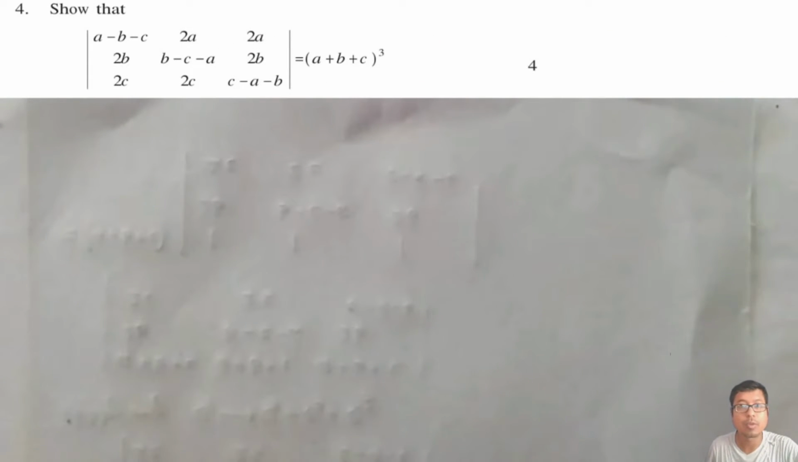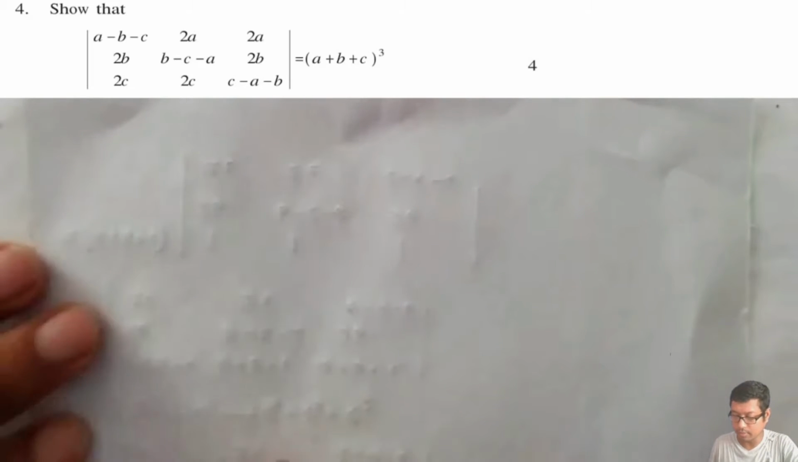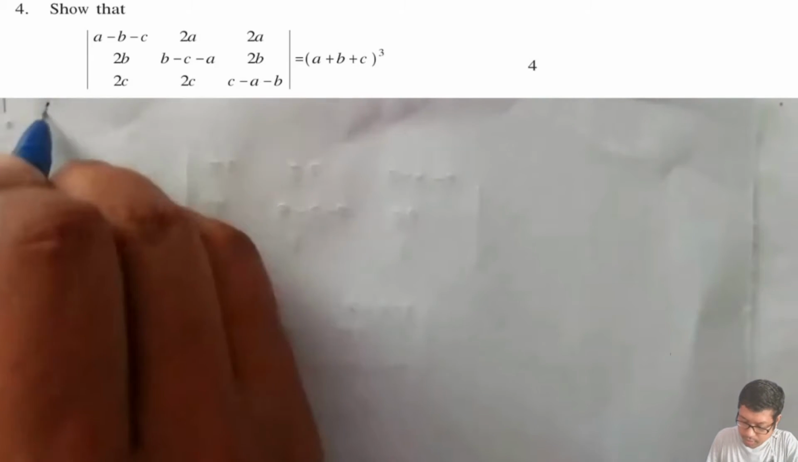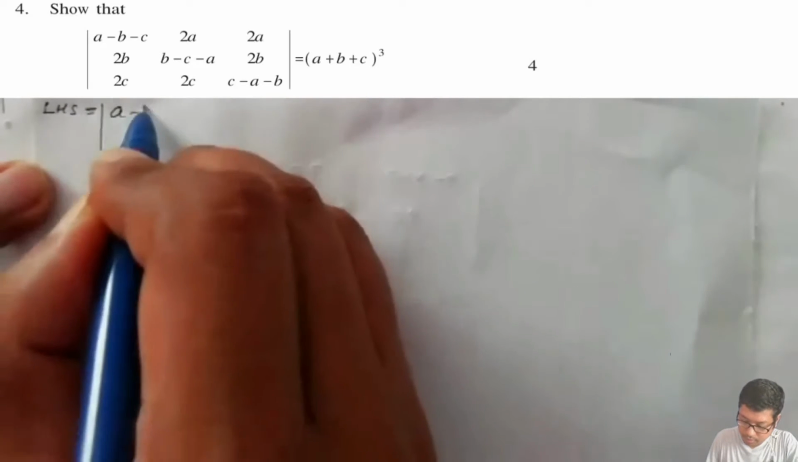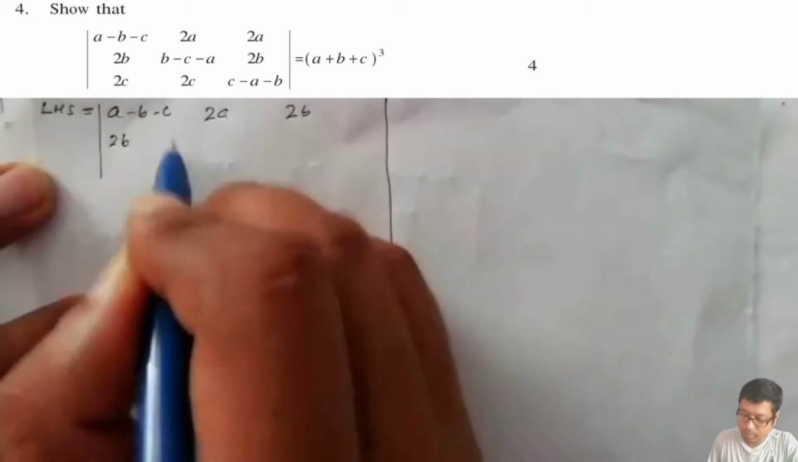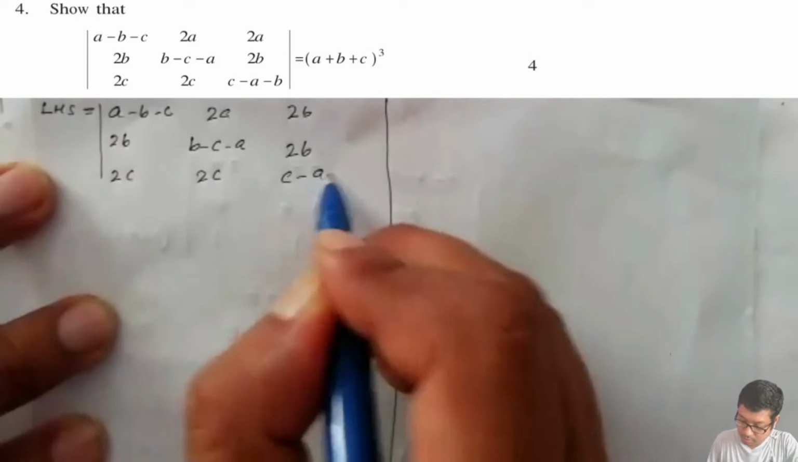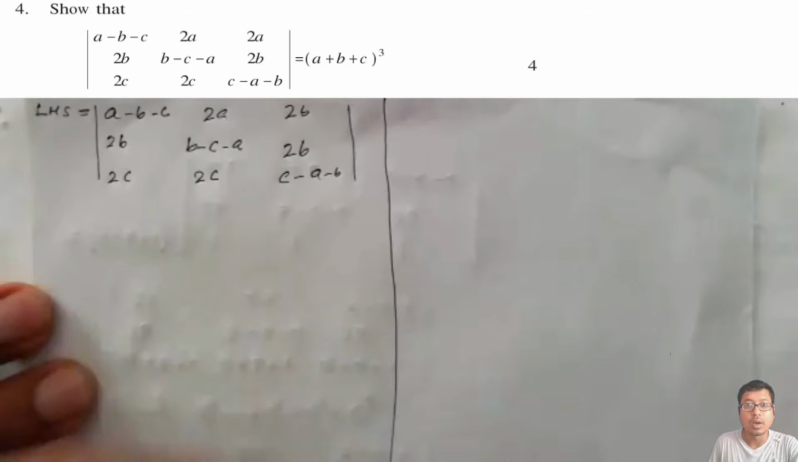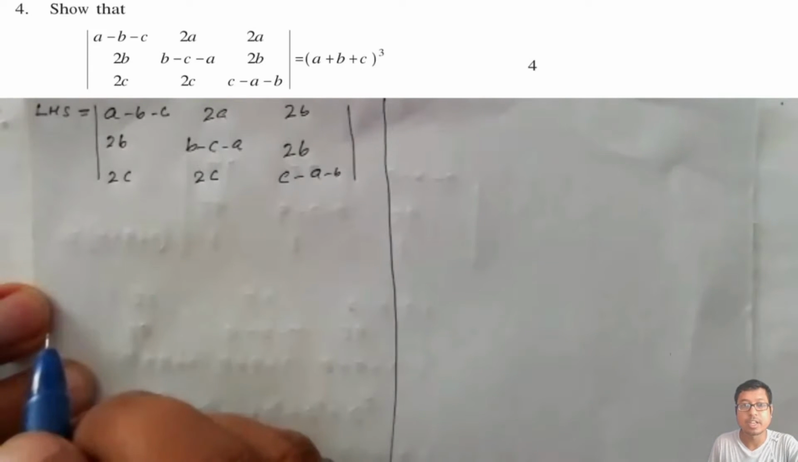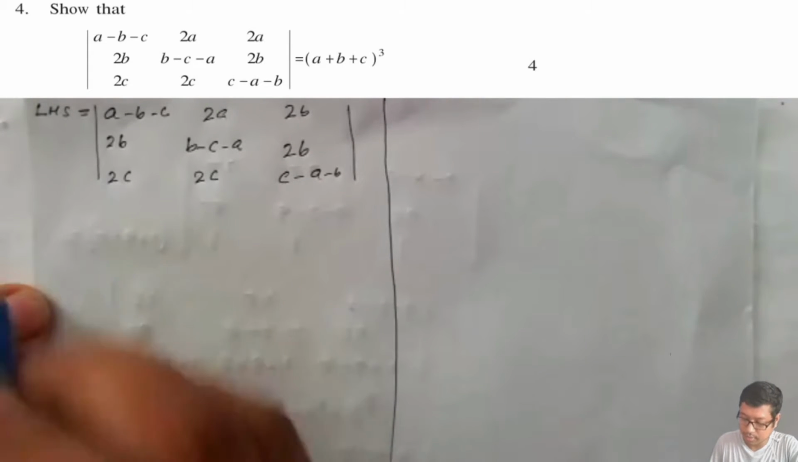Okay, question number 4. It is a problem of determinant. And to solve this problem, we will proceed from the left hand side and try to obtain the right hand side. Left hand side is equal to, we will apply some elementary transformations to obtain the result.